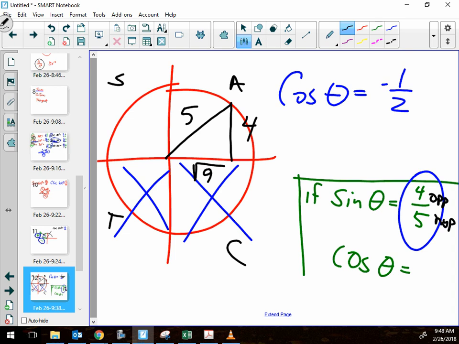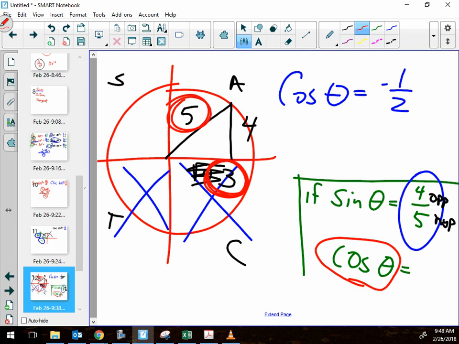Square root of 9, which is what? 3. Could you have known it was a 3, 4, 5 triangle? You could have, if you knew your Pythagorean triples. But otherwise, that's how you would have gotten it, that this was 3. All right, now, how does that help? Because now if I do the cosine, I need adjacent over hypotenuse, 3/5. Raise your hand if you had that one right.